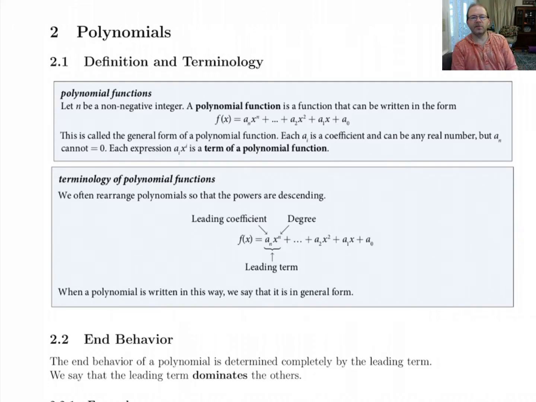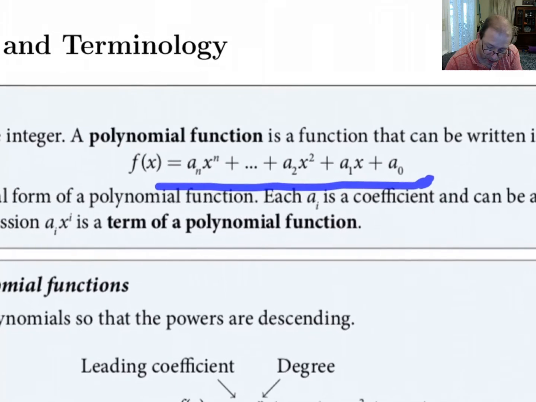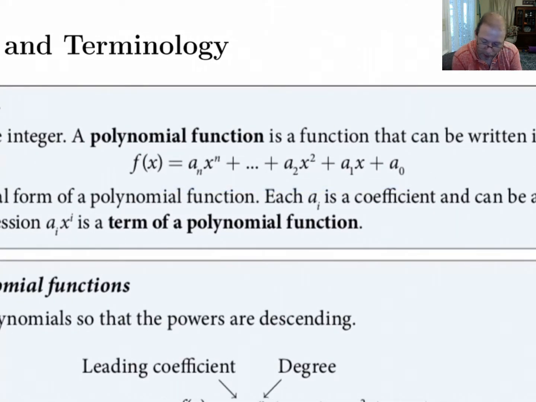All right, still on section 5.2, let's talk about polynomials. This is the formal definition of a polynomial. It's a function that can be written in this form here. The important stuff, though, is that all of these powers of x, all of them are whole numbers.